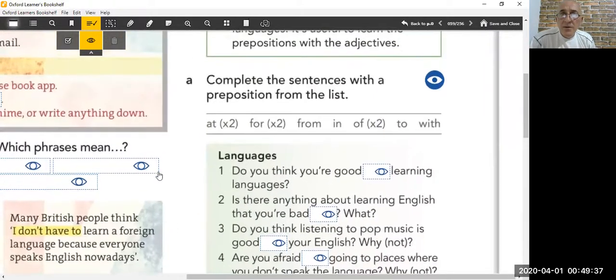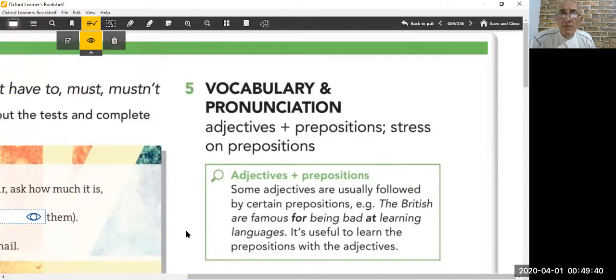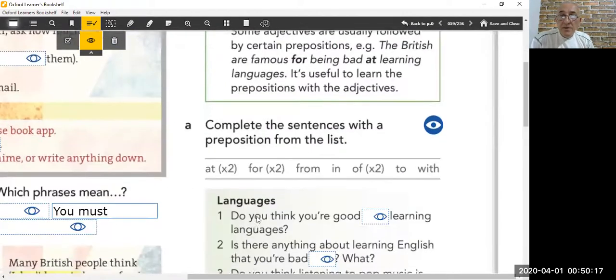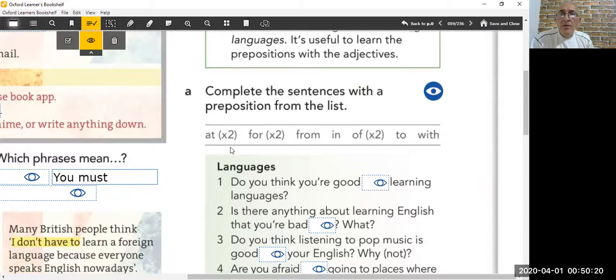So languages. Again, here, very short, adjective plus preposition. Okay. For example, some adjectives are usually followed by certain prepositions. The British are famous for being bad at learning. So, for at learning, okay? For being bad at learning. This is the structure. They go together to make a certain meaning. All right? So, some of them you will remember because we use them daily.